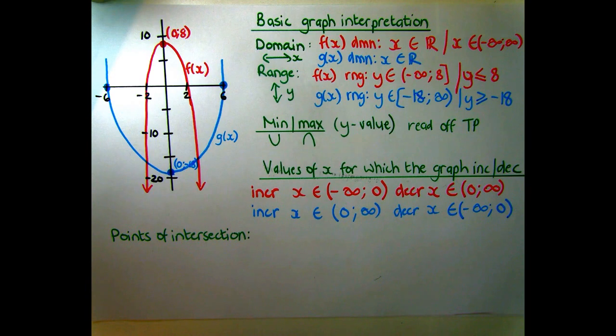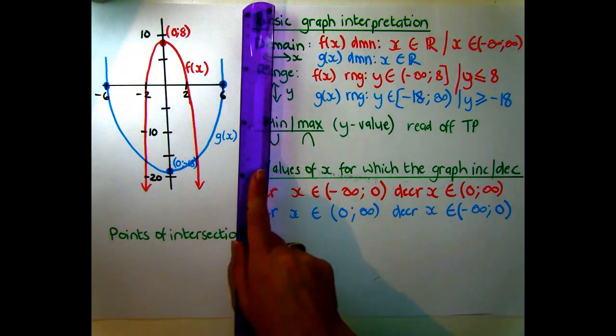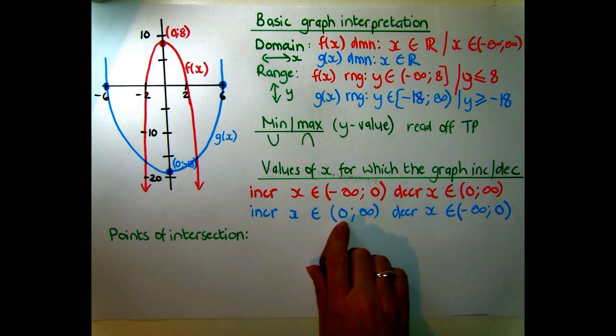When they ask you the values for which a function is increasing or decreasing, you're going to use the ruler test. So you're going to slide it from left to right and you're going to see when is that function going up or down, and for what X values does it go up and down. Make sure that you remember to use the X values.